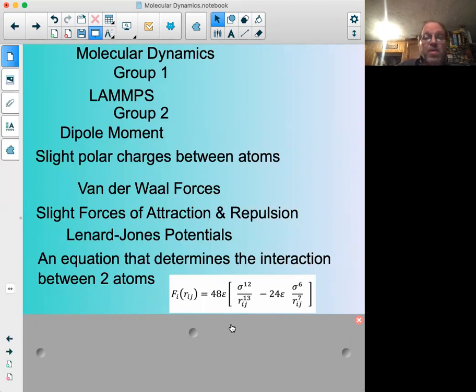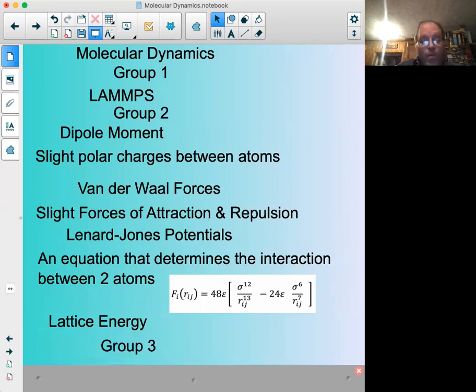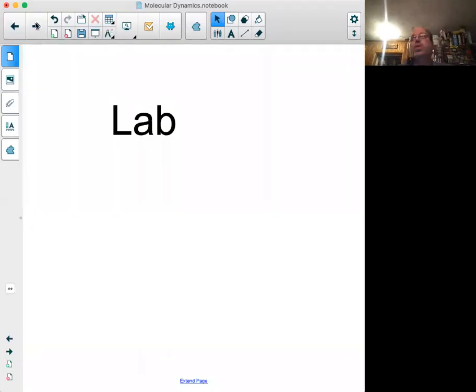Now, I said there'd be 3 groups. We've got 2 groups. The last one will deal with something called lattice energy, and that group will be the 3rd group who will discuss it. All right, now, what you're going to do then is do a lab, and in that lab will be a computer simulation. I'll explain the process and post it here.